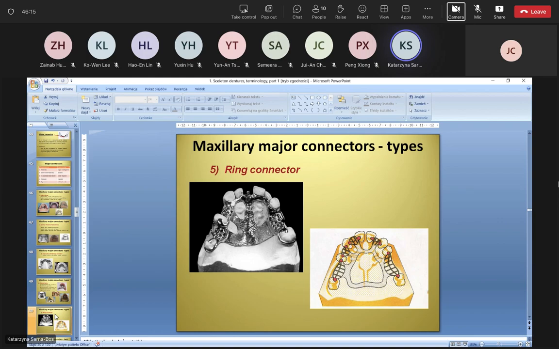And the last one, ring connector, it is used in cases when we have many gaps between the teeth, as you see on the picture.